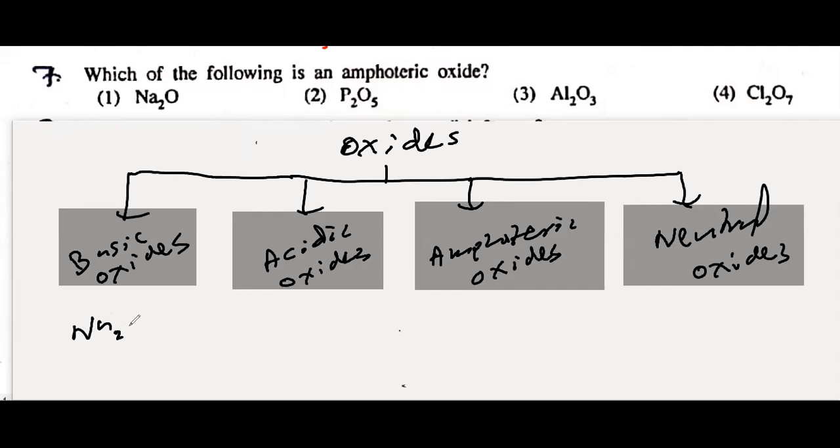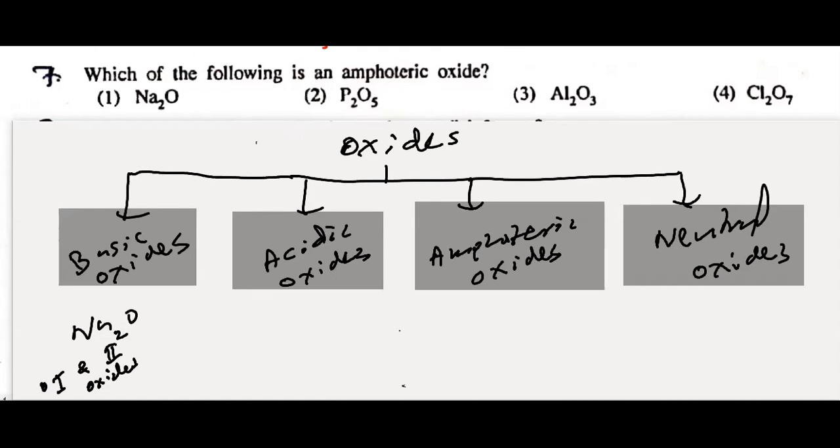Basic oxide. Not only sodium oxide, right? Short method: all the group 1 and group 2 oxides are basic. Lithium oxide, sodium oxide, potassium oxide, rubidium oxide, cesium oxide, beryllium oxide, magnesium oxide, calcium oxide, strontium oxide, barium oxide. All the group 1 and group 2 oxides are basic.